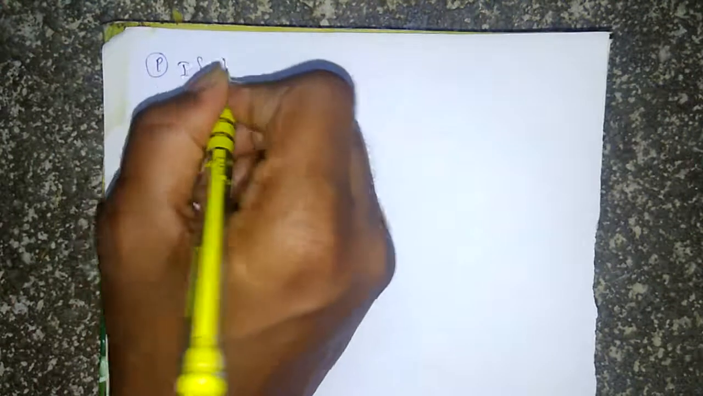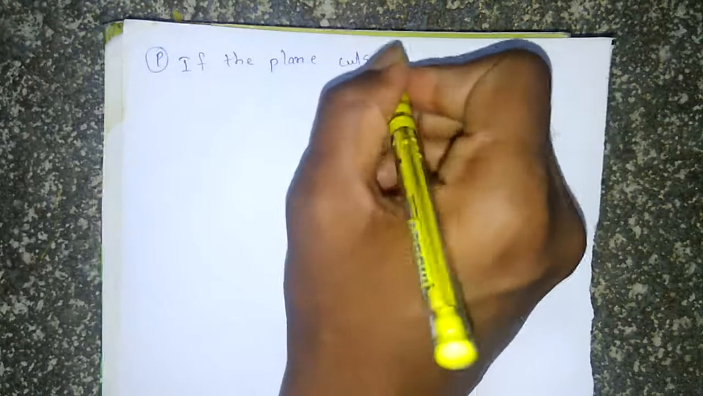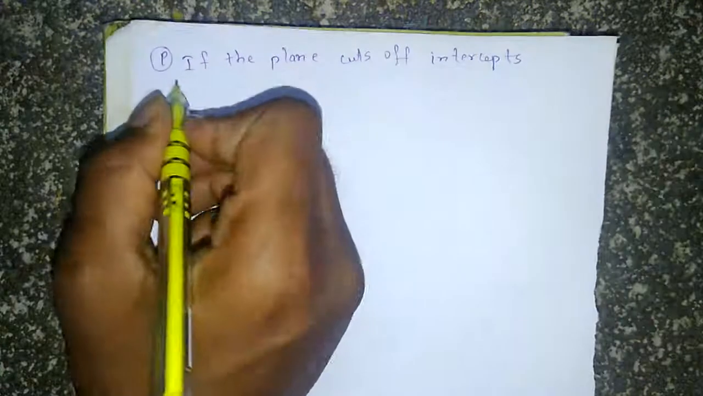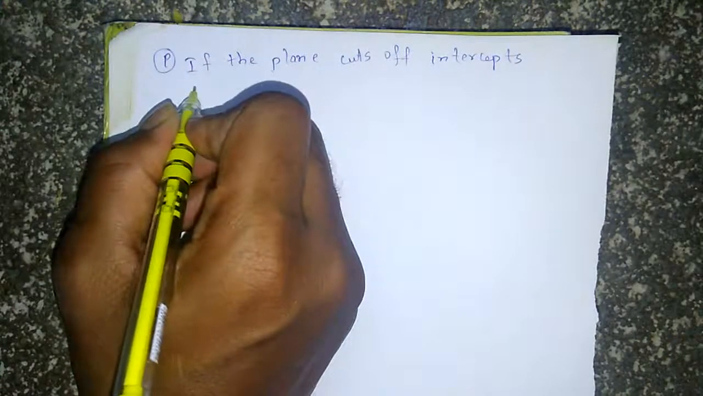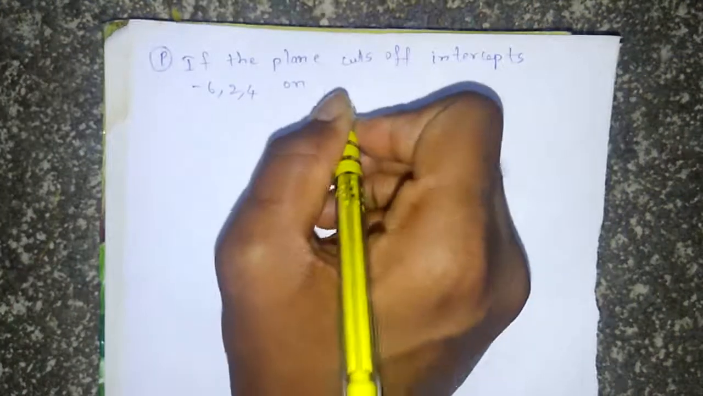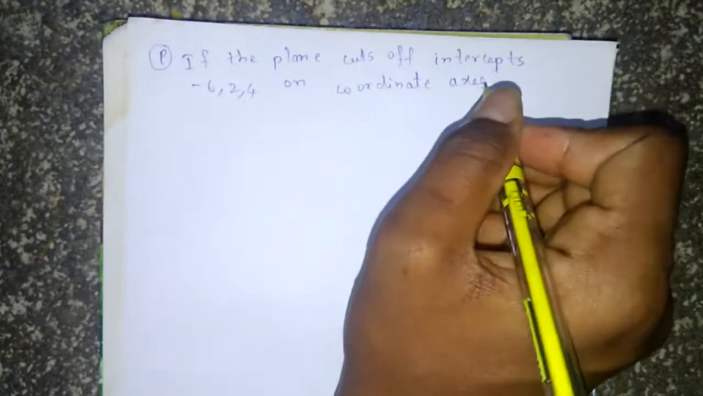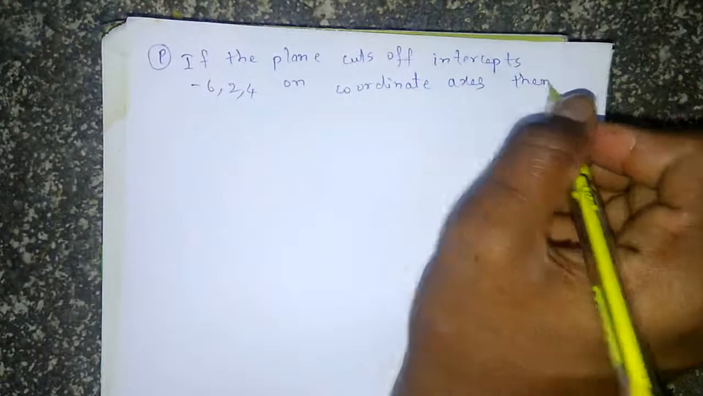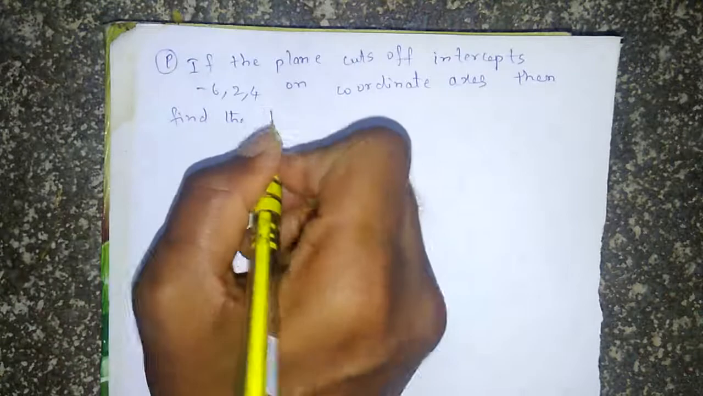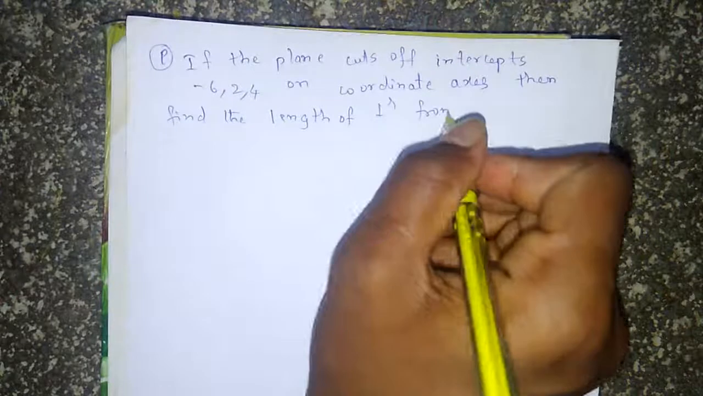Our next problem is: if the plane cuts off intercepts -6, 2, 4 on the coordinate axes, then find the length of the perpendicular from the origin to the plane.